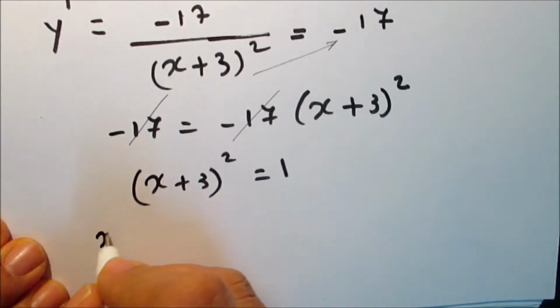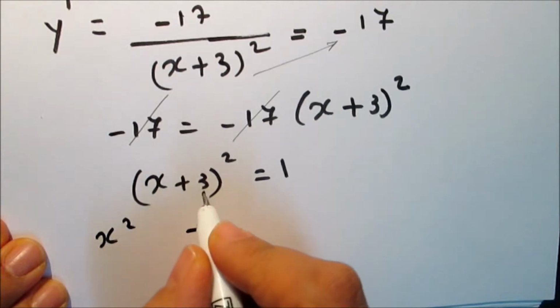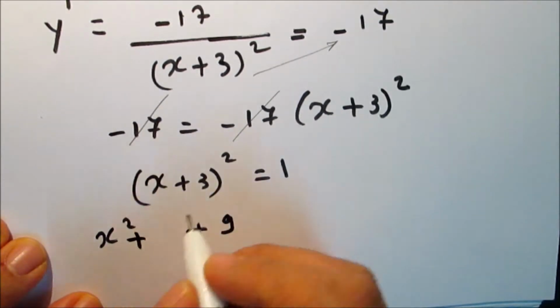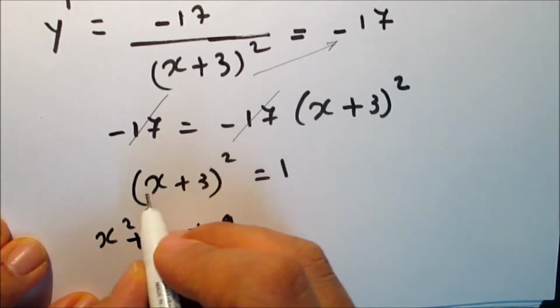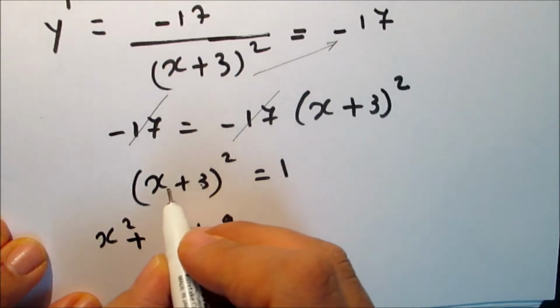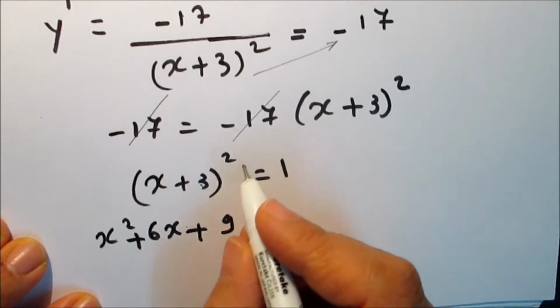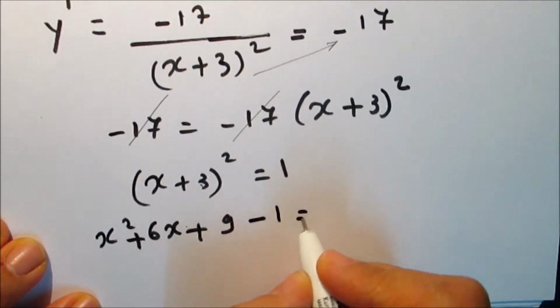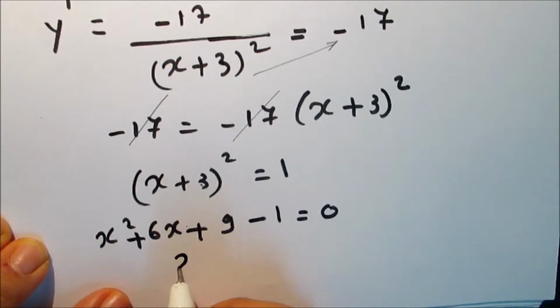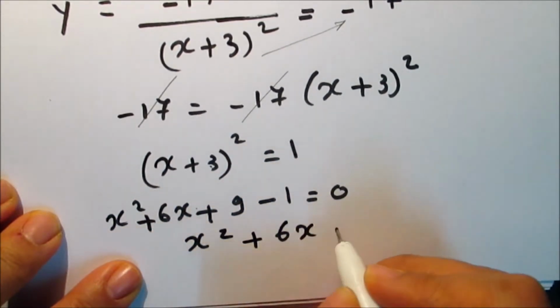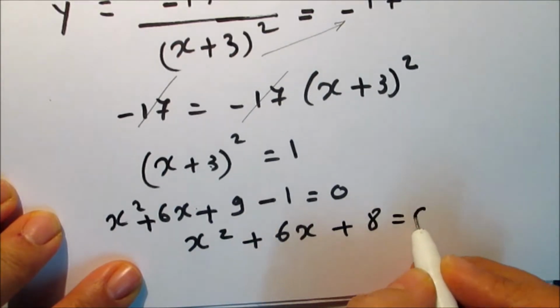Now expand the perfect square binomial. x squared, plus 3 squared to be 9, plus the first times the second times 2. So 3 times 2 to be 6, times x to be 6x. Move the 1 to the other side with negative. This is equal to 0. So x squared plus 6x plus 8 equals 0.